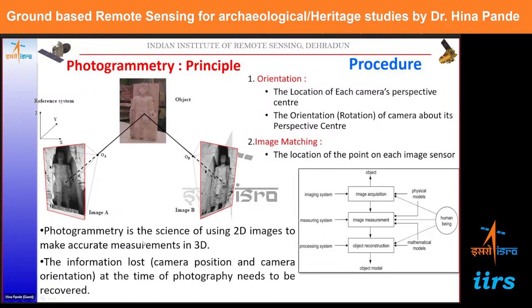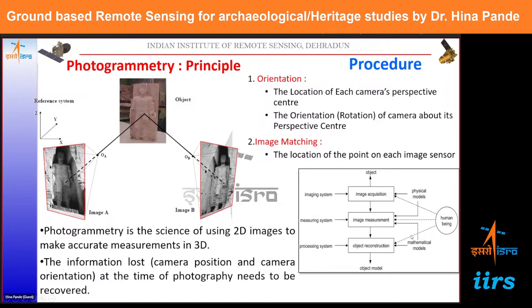Right? So what we need is camera position and camera orientation at the time of photography. This has to be recovered, and this is done with the help of orientation and image matching methods. These are mathematical methods, equations which are solved. So this gives us the location of each camera's perspective center, and it also gives us the orientation or rotation details of the camera. Then once we do matching, the location of the point on each image sensor is also retrieved.